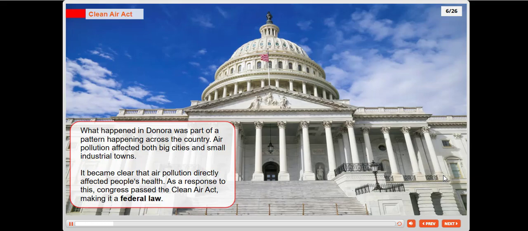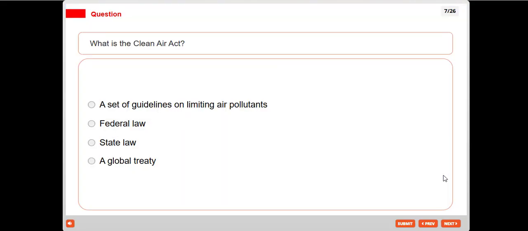What happened in Donora was part of a pattern happening across the country. Air pollution affected both big cities and small industrial towns. It became clear that air pollution directly affected people's health. As a response, Congress passed the Clean Air Act, making it a federal law. What is the Clean Air Act? A set of guidelines on limiting air pollutants. Okay, federal law.